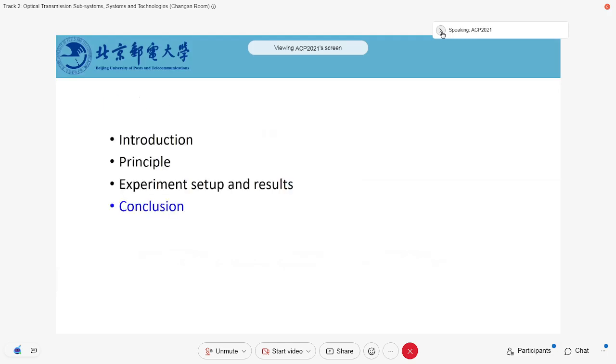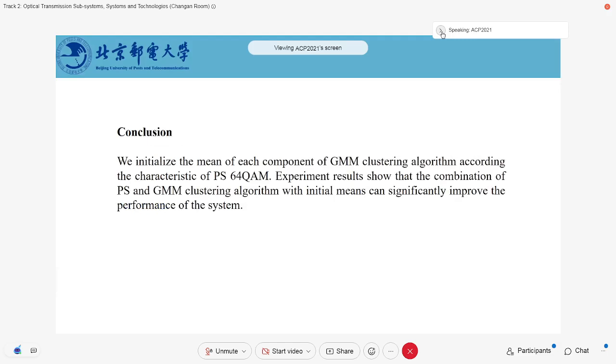Next, I will introduce the conclusion. We initialize the mean of each component of the GMM clustering algorithm according to the characteristic of PS64-QAM. Experimental results show that the combination of PS and GMM clustering algorithm with initial means can significantly improve the performance of the system.